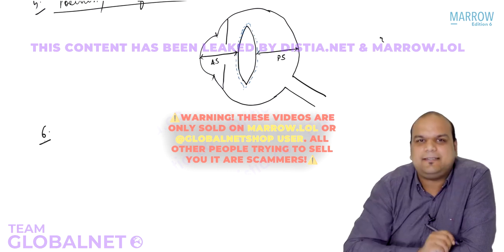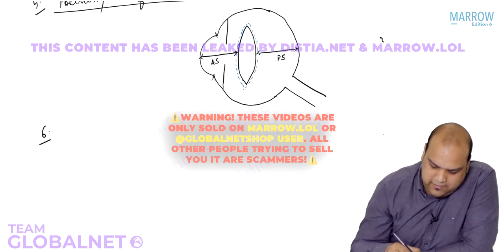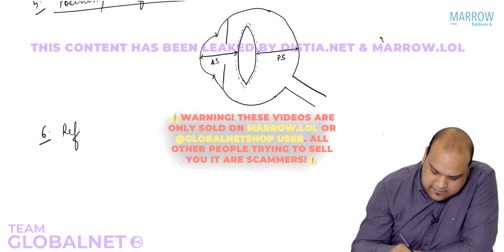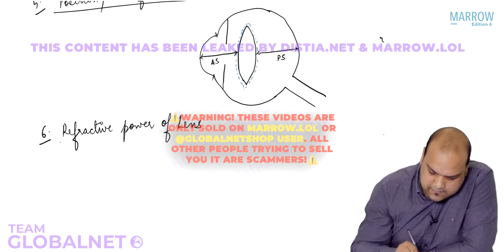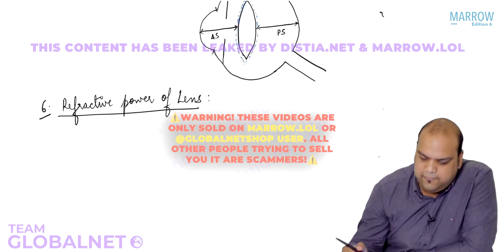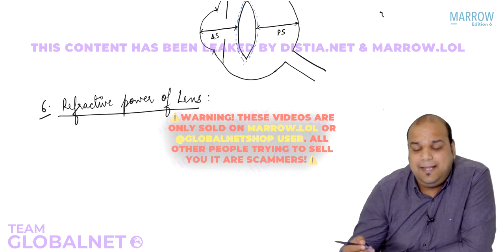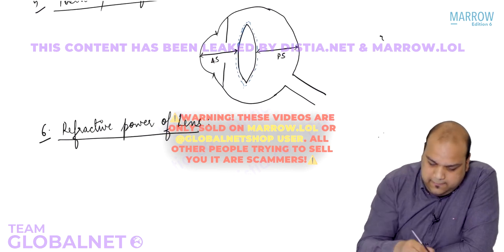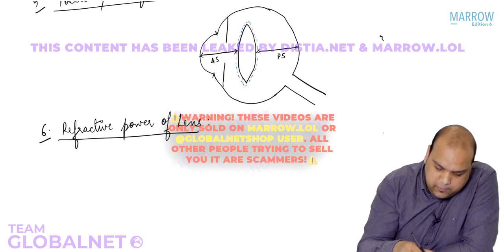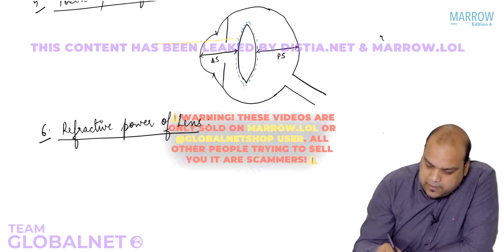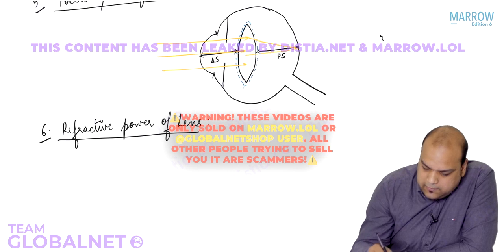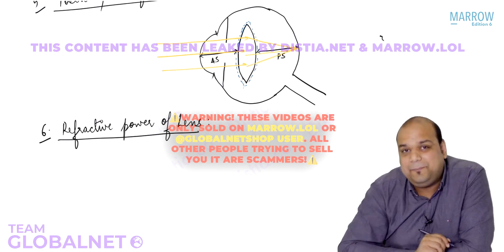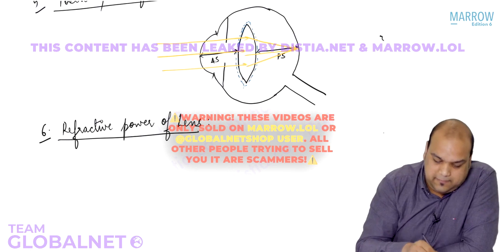Number 6 point, everybody. Very simple question. What is the refractive power of lens? Lens has a power. Why does lens have a power, everybody? I'll be using the diagram at the top only to explain this. Lens has a power because all the light rays coming inside the eye need to be converged onto a single point at the retina. So the lens has a converging power.